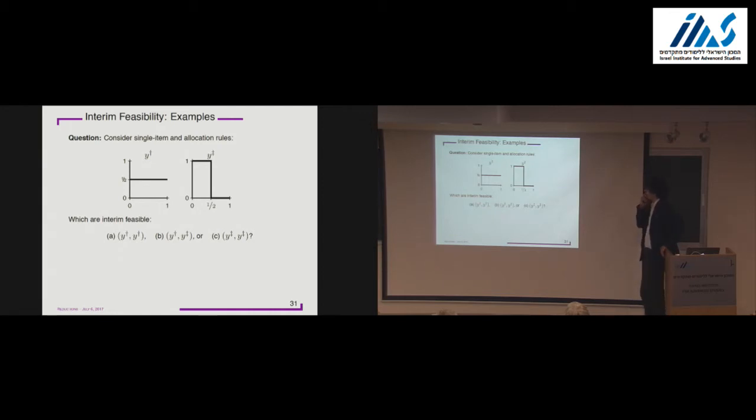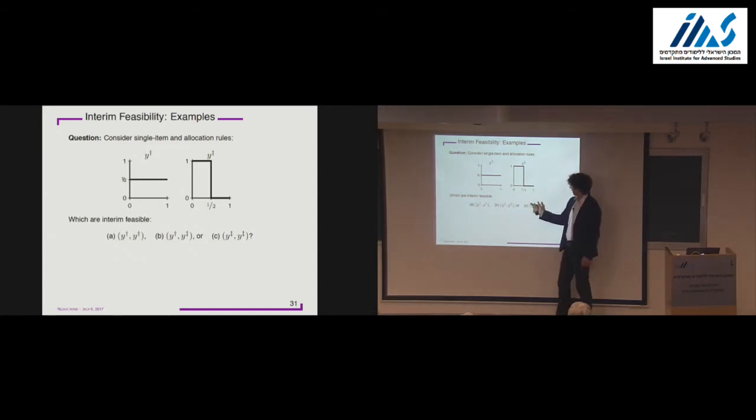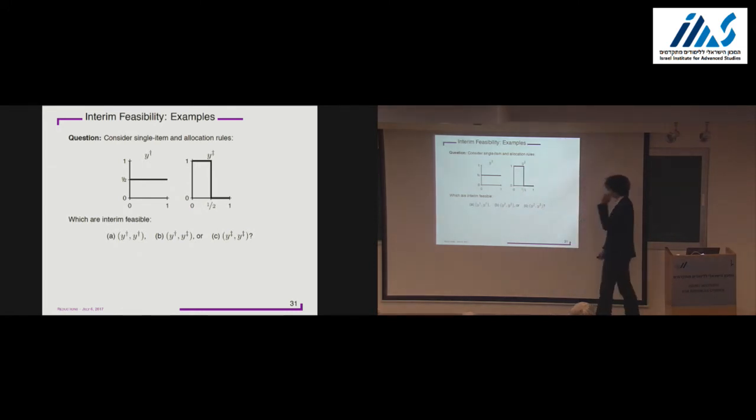Okay, so let's have some examples. Here are two allocation constraints. The lottery: flip a coin with probability one half, serve a player. All the types are equal, and they get served with allocation probability a half. Or this mechanism, which for some ordering on types serves the high types, the strongest half measure of types, and doesn't serve the weakest half measure of types. These are two allocation rules.